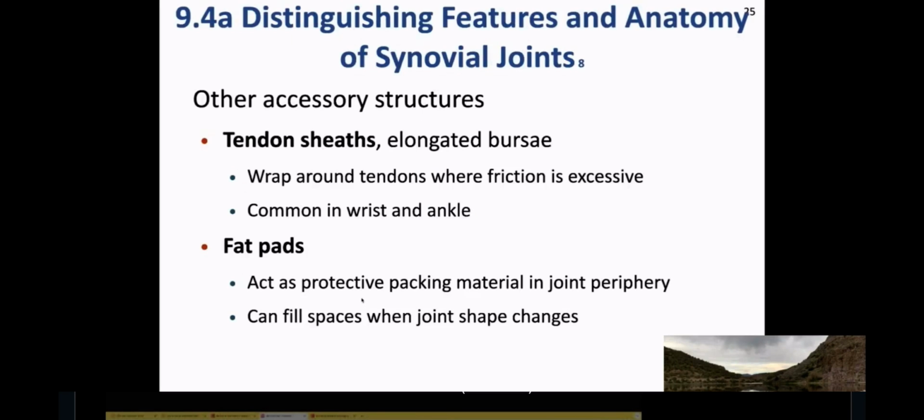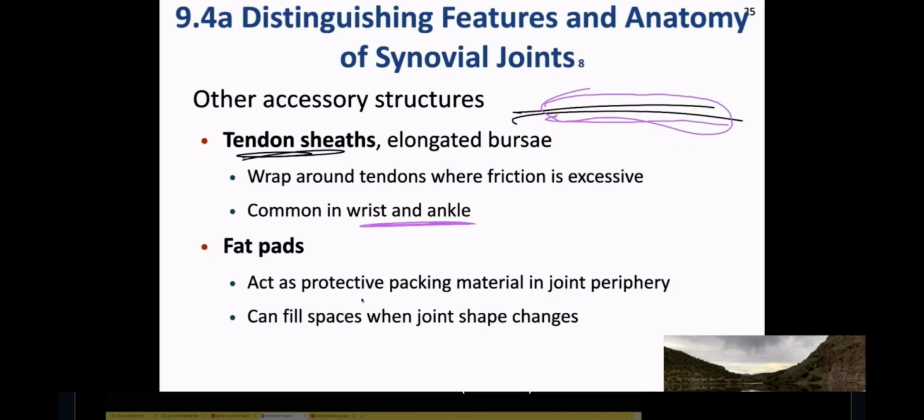A couple of other structures besides bursa being the little sac. If I have a really long tendon, that bursa will kind of flatten out and protect the tendon all the way around it. And so that's real common to happen in the wrist and the ankle on both sides. And then we also have little fat pads. And that fat pad, again, it's kind of right near the joint, and it's just going to give it a little bit more protection and kind of fill up the spaces.